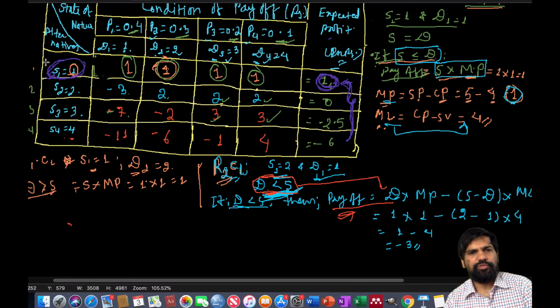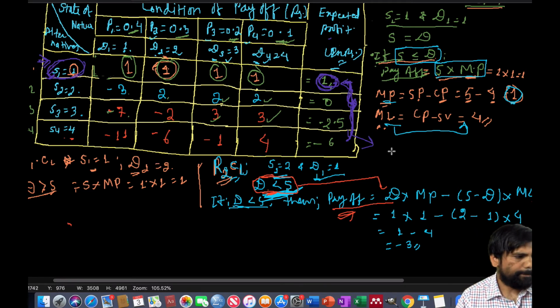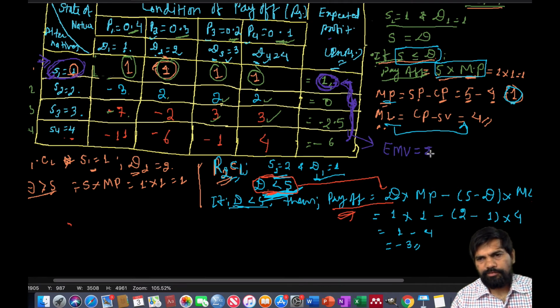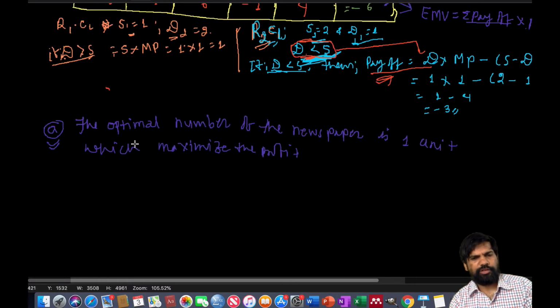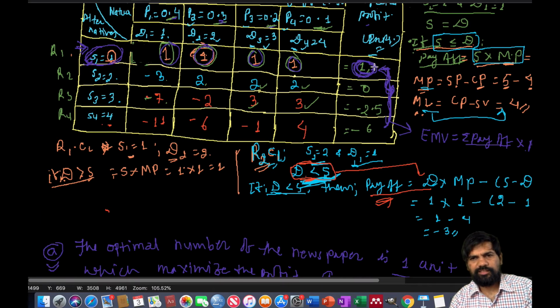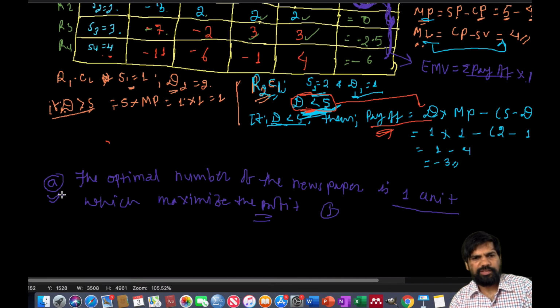For our decision making, we choose this option. Now how can we calculate this EMV? Mathematically, we can write this as EMV is equal to the summation of payoff times probability. So for part A, for our first decision, we have a conclusion: the optimal number of newspapers is 1 unit, which maximizes the profit. That means we have the highest EMV from that column. The highest EMV was 1. On the basis of selecting this value, we are making decision A.